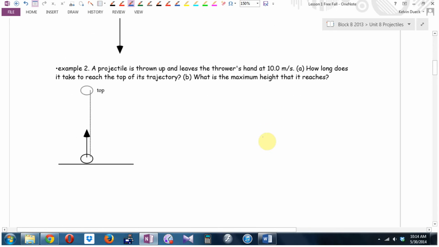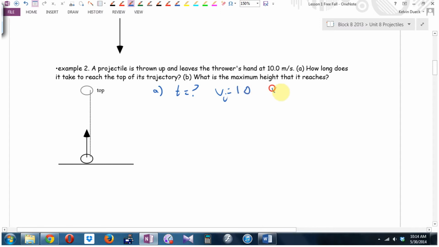Example 2, a projectile is thrown up from the ground, leaves the thrower's hand at 10 meters per second. A, how long does it take to reach the top of its trajectory? What's it asking me to find in part A? Okay, t equals question mark. Hey, let's review our little DFIC approach. What else do I know? What's v_i? 10? What else do I know?